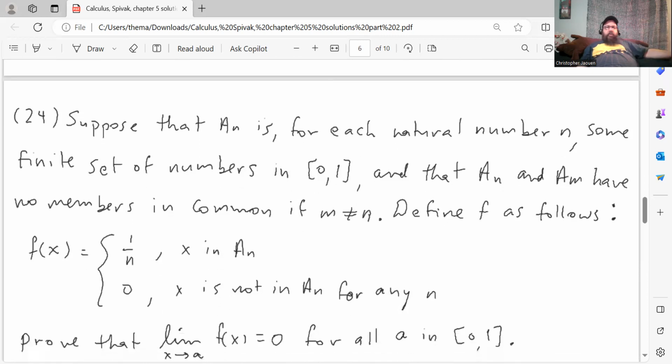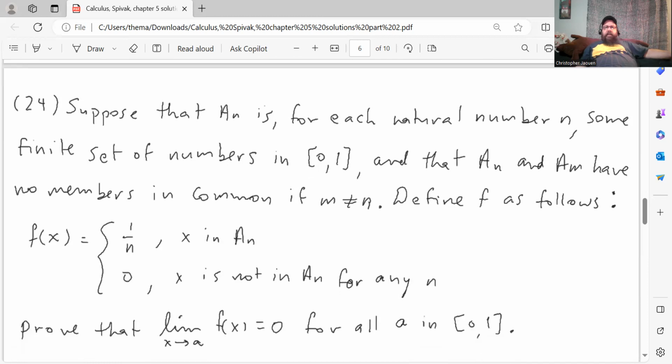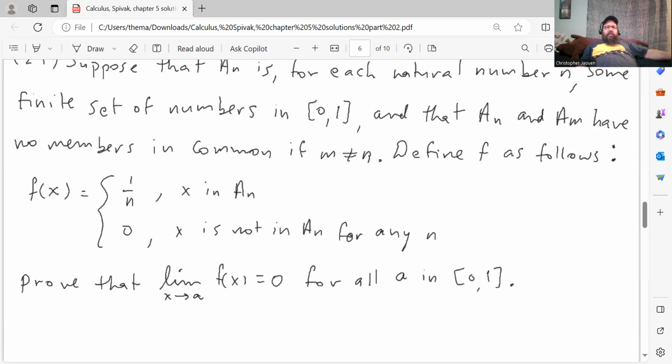Okay, next question. Question 24. Suppose that a_n is, for each natural number n, some finite set of numbers in the closed interval from 0 to 1, and that a_n and a_m have no members in common if m is not n. Define f as follows: f of x is 1 over n if x is in the set a_n, and it's 0 if x is not in a_n for any n. Here they want us to prove that the limit of f of x as x goes to a equals 0 for all a in the closed interval from 0 to 1.